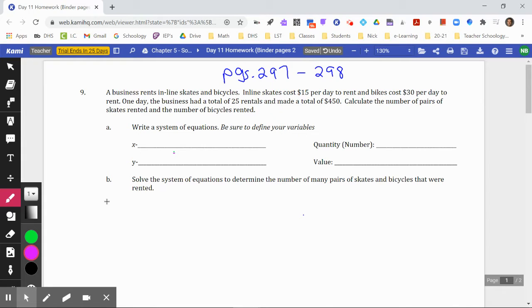Hey class, we're going to continue on our solving systems of linear equations here with our word problems. So follow along. We're on pages 297 and 298. Be sure you write down these 5 examples here.